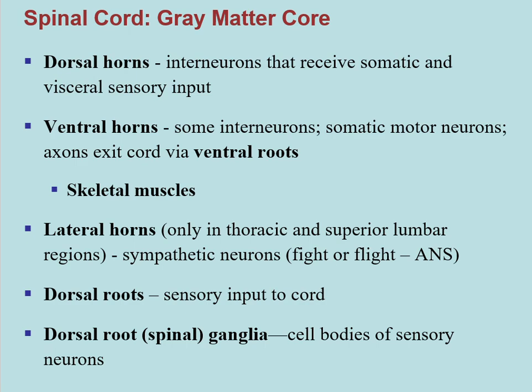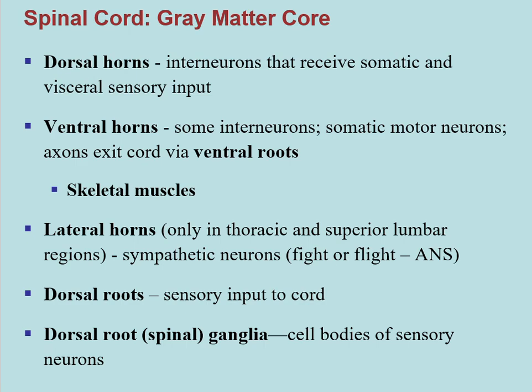The dorsal horns receive sensory input and contain within them interneurons that process that somatic and visceral sensory input. Ventral horns are also going to have some interneurons, and they'll have some somatic motor neurons, but they're mainly going to function to communicate information to exit the spinal column via ventral roots and send motor information outward towards skeletal muscles. The lateral horns are not common.